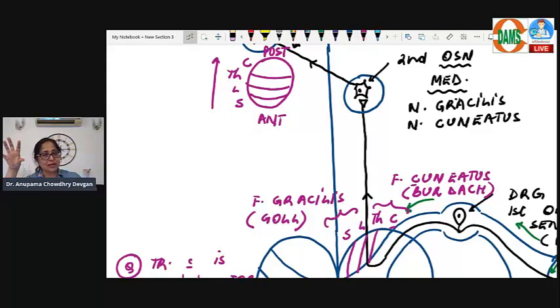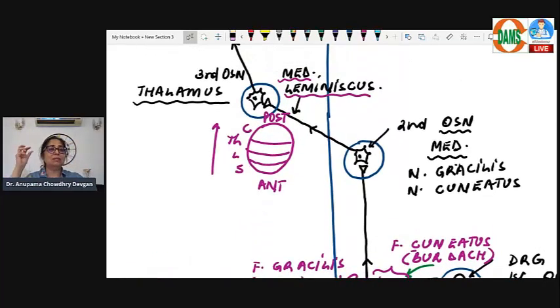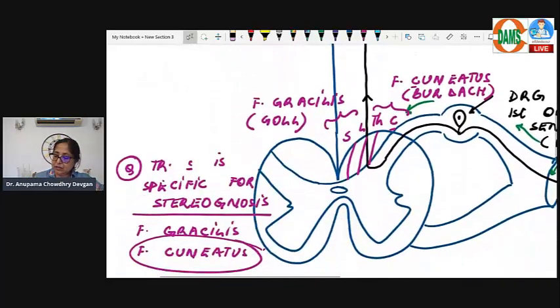But once it reaches the medulla, the fibers from the second order sensory neuron cross over to the opposite side, and they form the medial lemniscus. The arrangement of fibers in the medial lemniscus is different from the posterior column, which is in the spinal cord. Now the arrangement is anterior to posterior. So it is sacral, lumbar, thoracic, cervical. This is how the fibers are arranged. Okay? Now this is the posterior column.